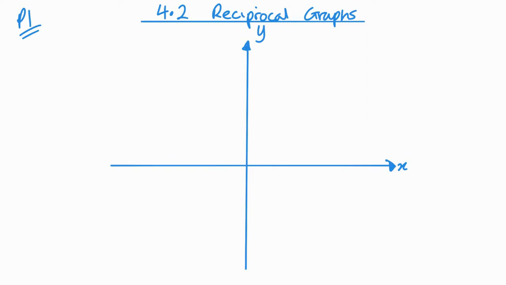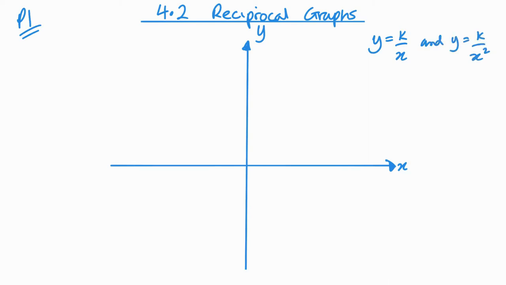Today we're looking at sketching reciprocal graphs. A reciprocal graph is a graph of this kind of form, like 1 over x, 3 over x, minus 2 over x, minus 3 over x squared, all that kind of thing. Essentially, we're going to be looking at y equals k over x, where k is a real constant, and y equals k over x squared.